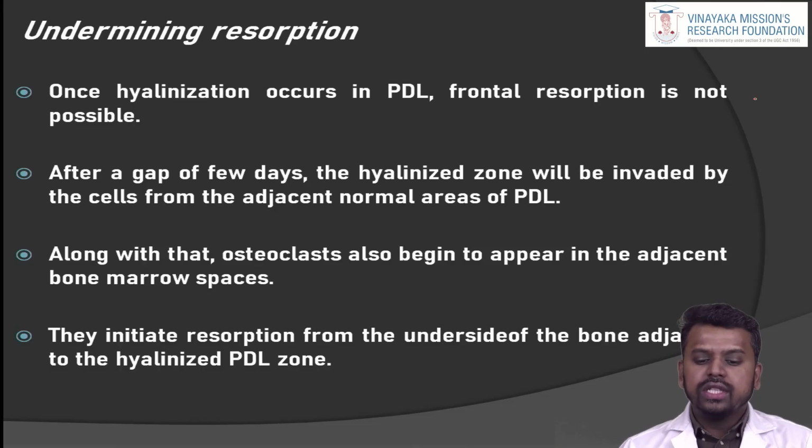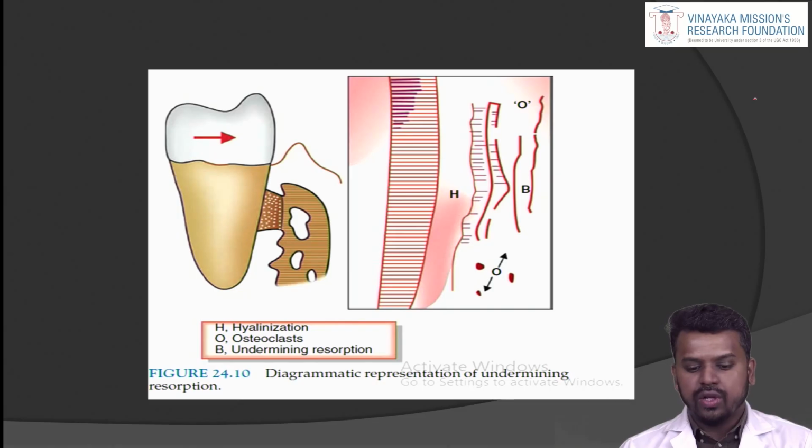Undermining resorption. Once hyalinization occurs in the PDL, frontal resorption is not possible. After a gap of a few days, the hyalinized zone will be invaded by cells from the adjacent normal areas of the PDL. Along with that, osteoclasts also begin to appear in the adjacent bone marrow spaces. They initiate resorption from the underside of the bone adjacent to the hyalinized PDL zone.